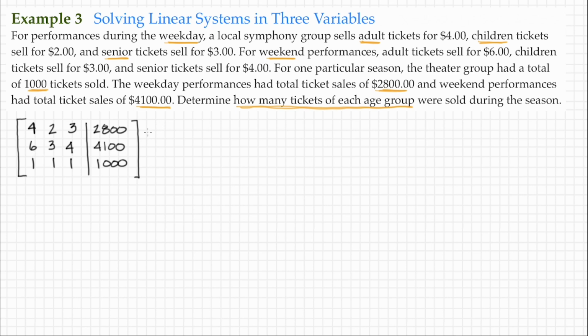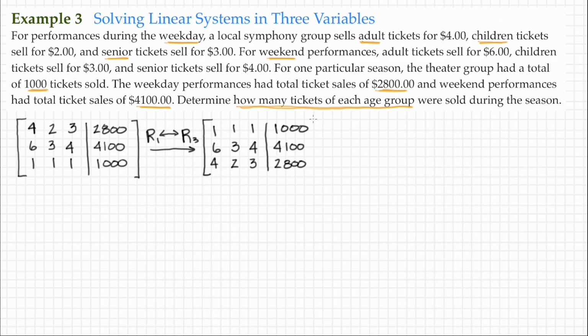So we'll take row 1 and we'll swap it with row 3. And that's what's going to transpire. So then we'll have 1, 1, 1. Put in our vertical line. 1,000. Then 6, 3, 4, 4,100. And we swap that with 4, 2, and 3. And our 2,800. And then we can close off our bracket.